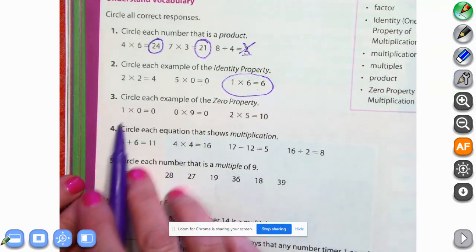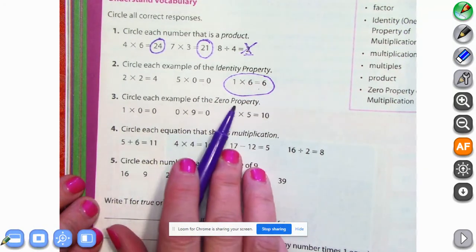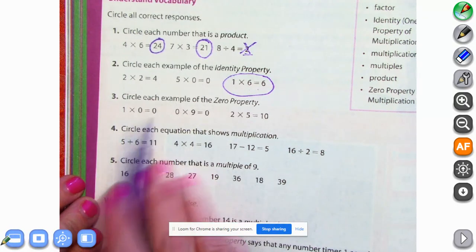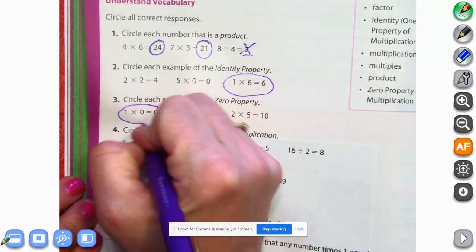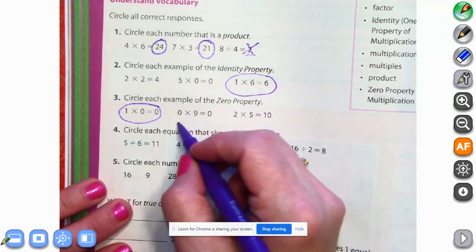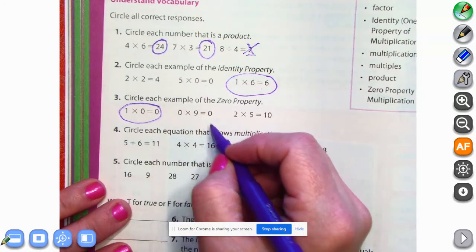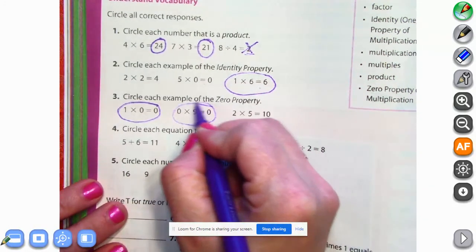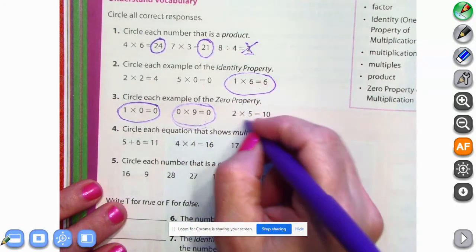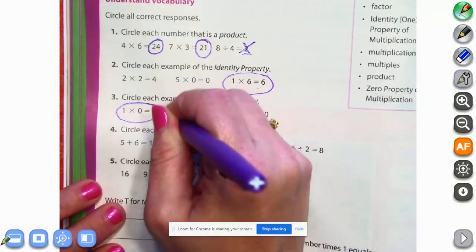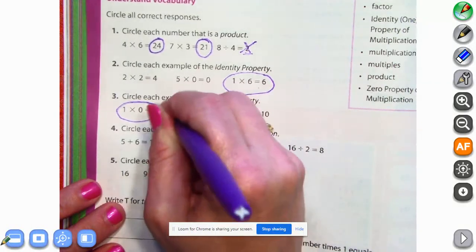Number 3, circle each example of the 0 property. 1 times 0 equals 0. Yes, that makes sense, right? Anything times 0 is 0. 0 times 9 equals 0. Yes. 2 times 5 equals 10. No, that does not have anything to do with the 0 property of multiplication.